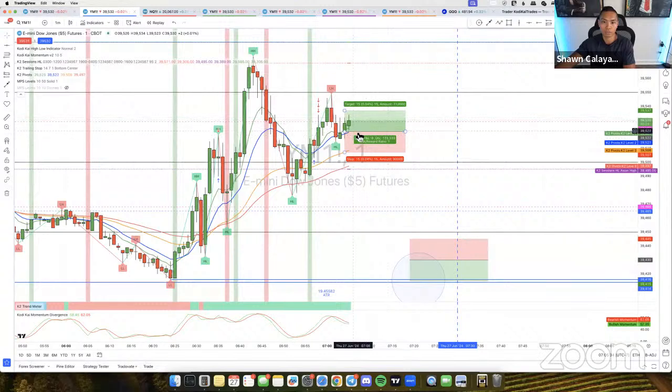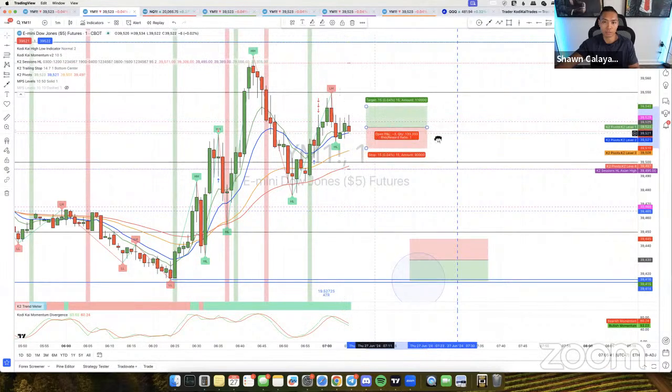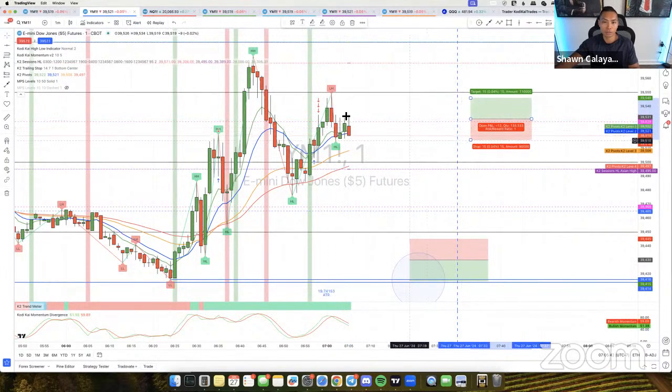So this trade is technically running right now. There's another one here that's running right next to it too. But again, the volatility is just too low, so for me personally, I would not want to mess with this here.